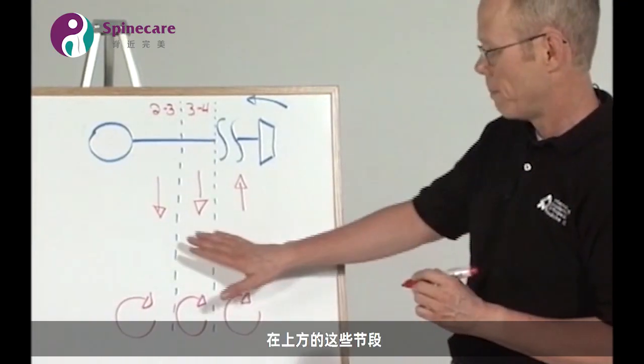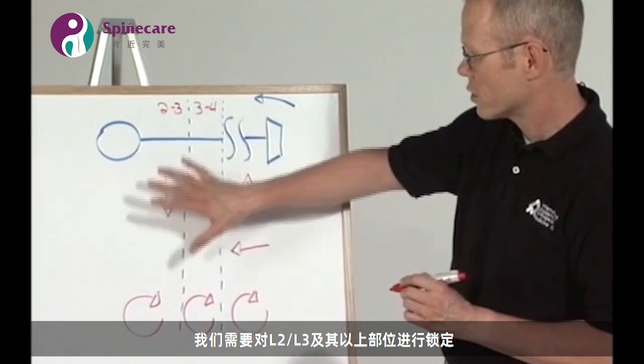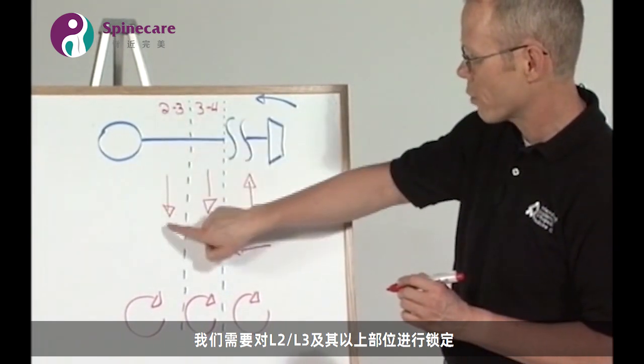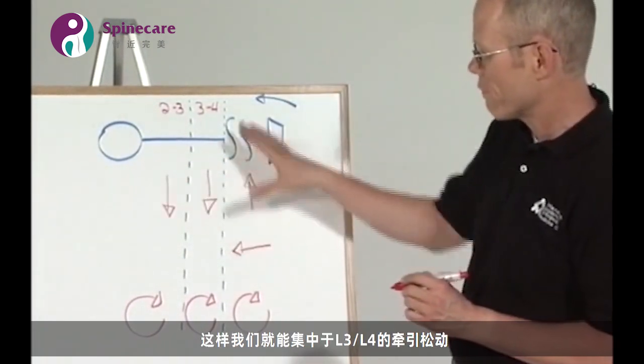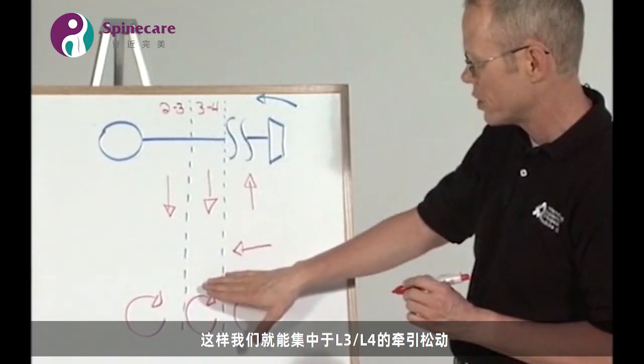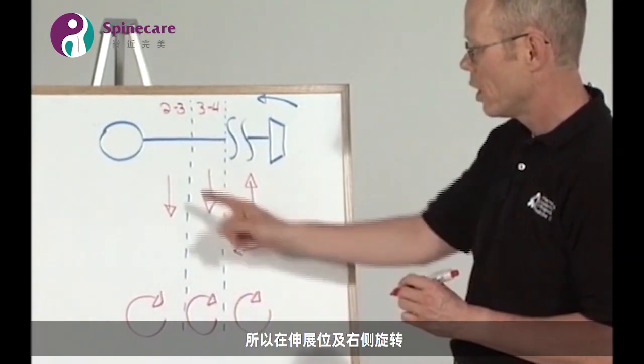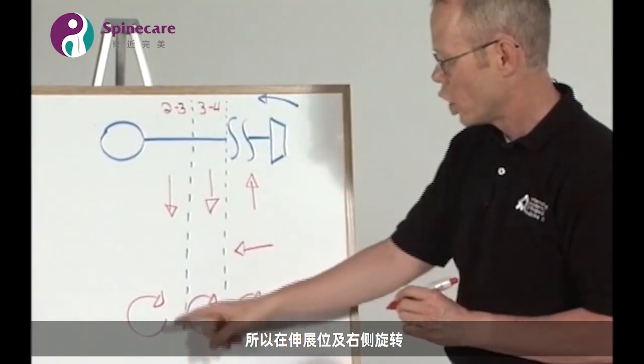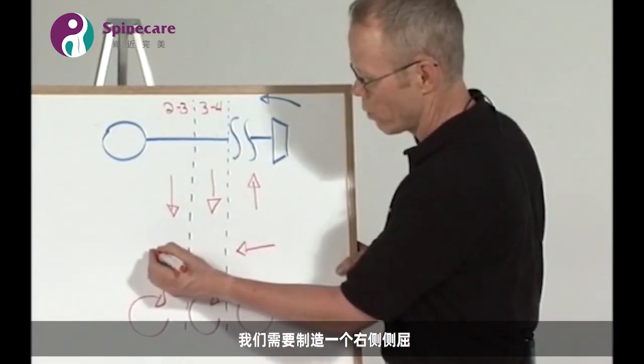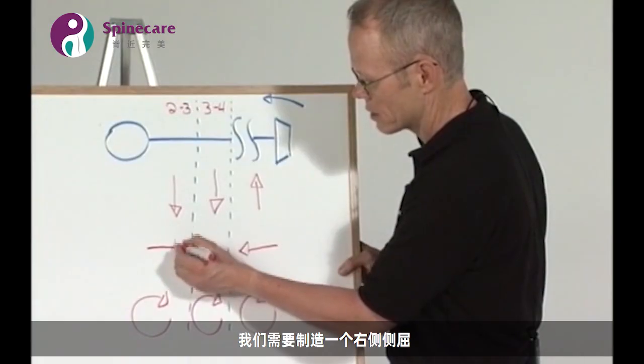In the segments above, we need to first lock L2-3 and above so that we can focus our traction mobilization on L3, L4. So in an extended position with right rotation, we will want to put in a right side bending.